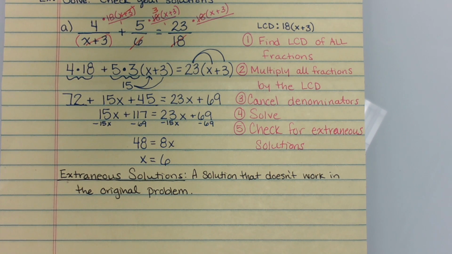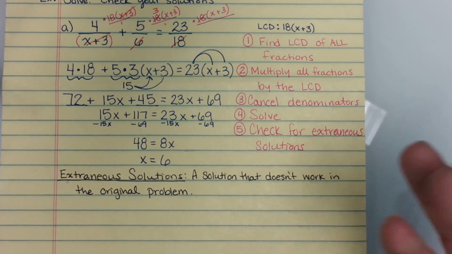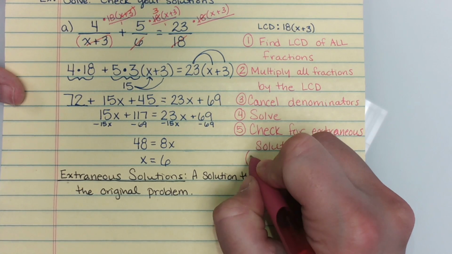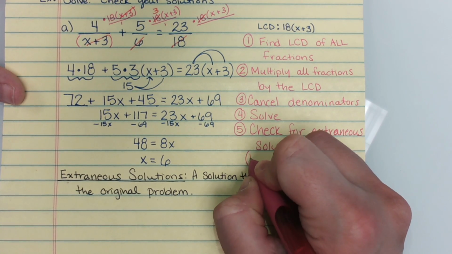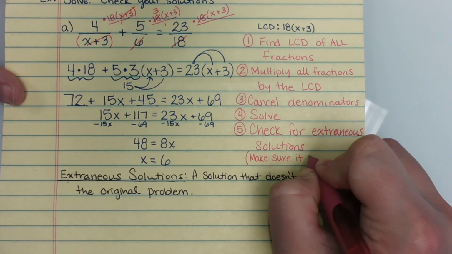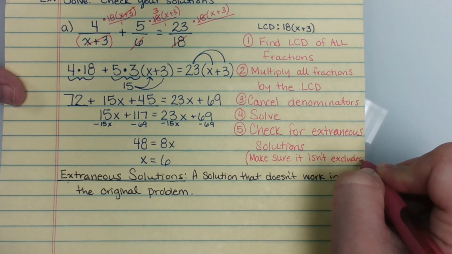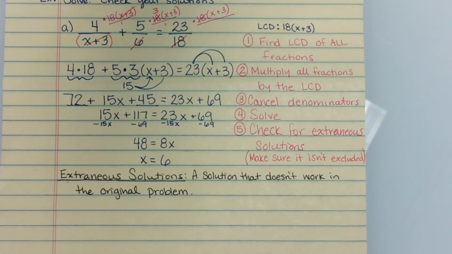Dividing has a limitation that we ignored. So we have to make sure that the answer we get doesn't cause issues with that limitation. Essentially, we've got to make sure it isn't an excluded value. We've got to make sure it doesn't make the denominator equal to 0 anywhere.